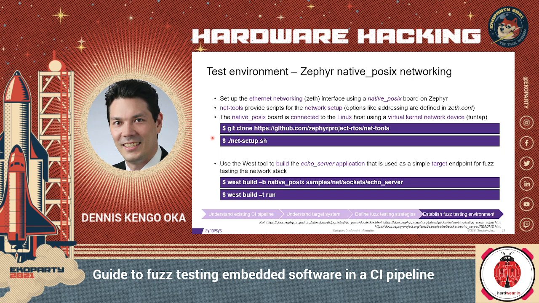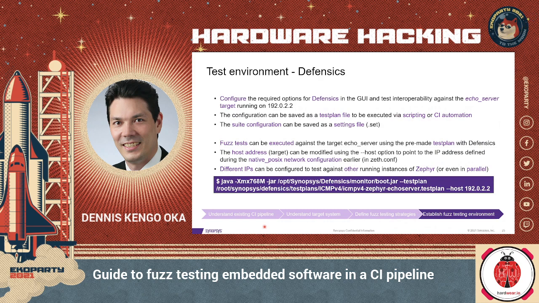So we use the net-tools here, do the setup, and then we need to have a target software, an application running that we will fuzz test against. In this case, we use the Echo Server application, and this is how we build it and run it. Now we have our target application running.